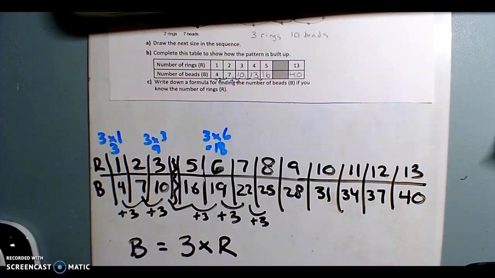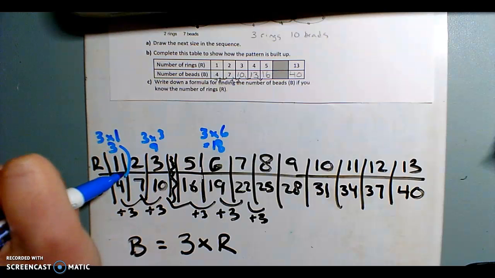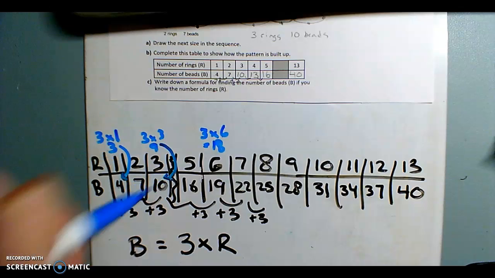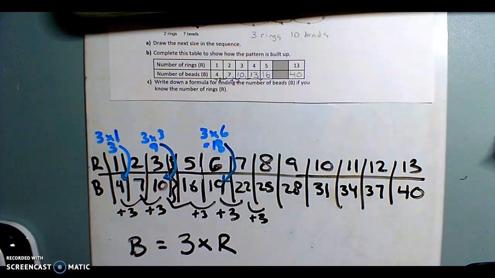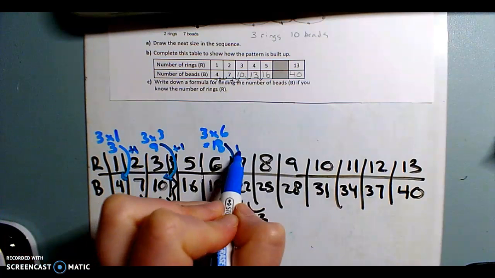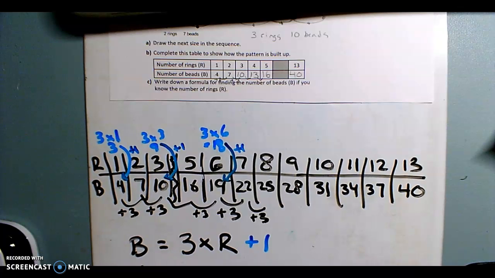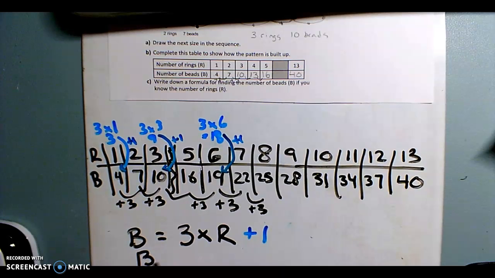So you have to think, well, after I'm multiplying by this rule here, how am I getting from 3 to 4? From 9 to 10, and from 18 to 19. What's happening? Well, each time I have to add 1 on, and you'll notice there's a pattern to this. So I'm adding 1 every time. So I need to add 1 to my formula. So write down a formula to find the number of beads if you know the number of rings. Well, if we simplify this a bit, B equals 3R plus 1. This is your formula.